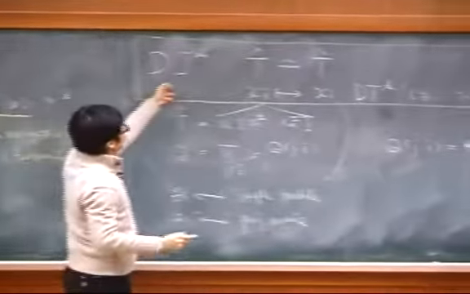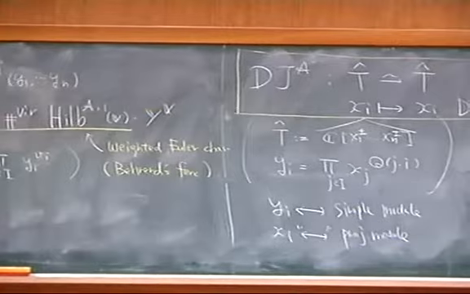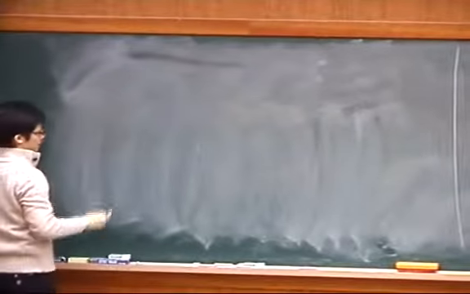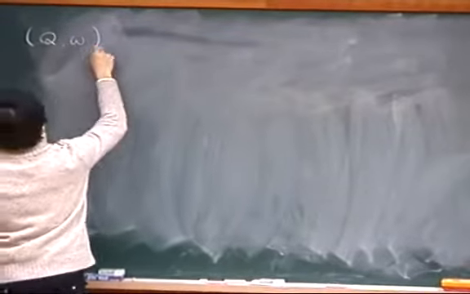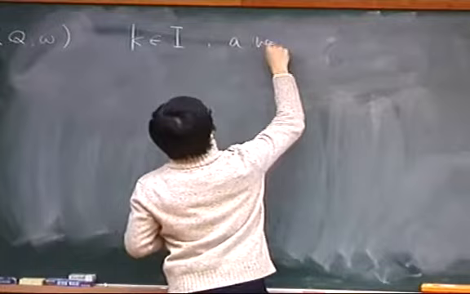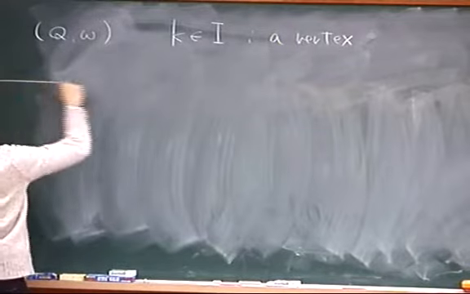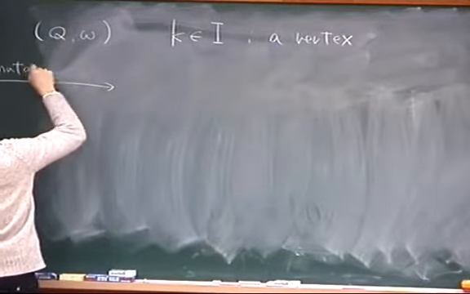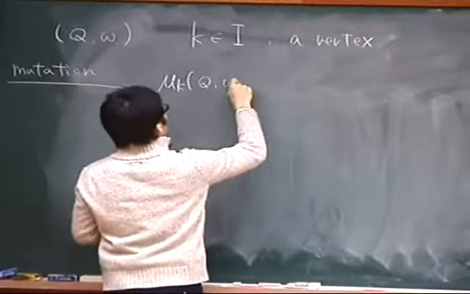So as I said, from now on I will describe the transformation formula for this torus automorphism, and let me explain in which setting I will describe the transformation formula. So let Q and omega be a quiver with potential, and take a vertex k. Then we can mutate to get a new quiver with potential.